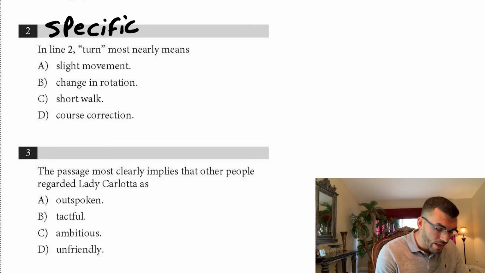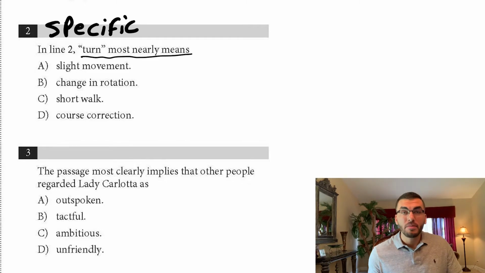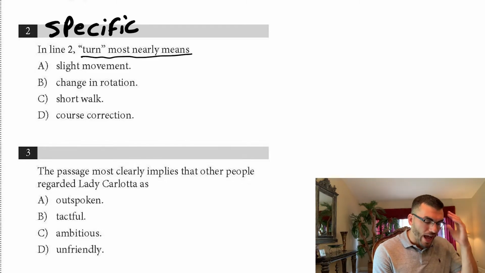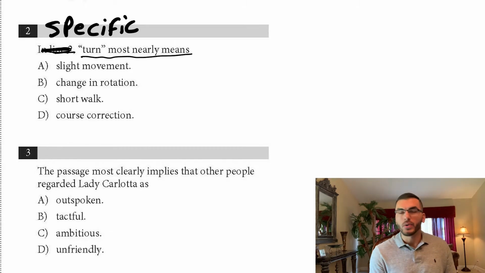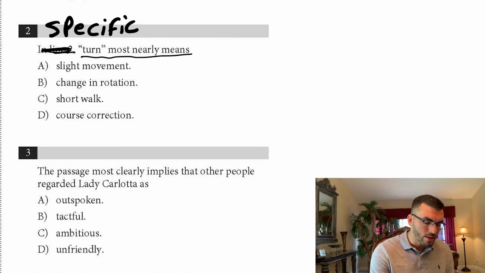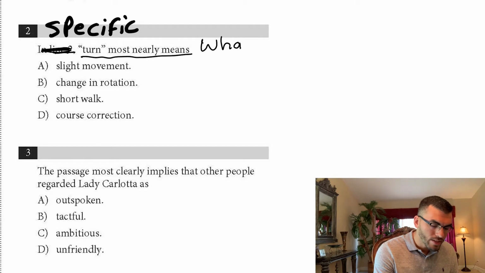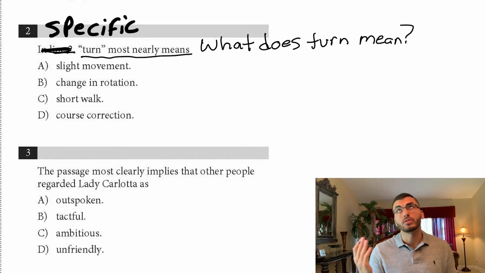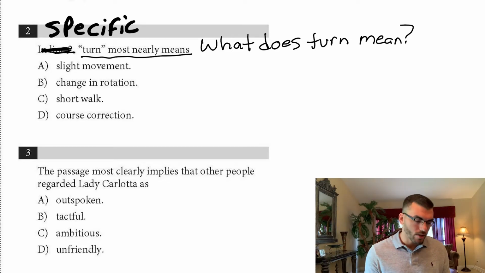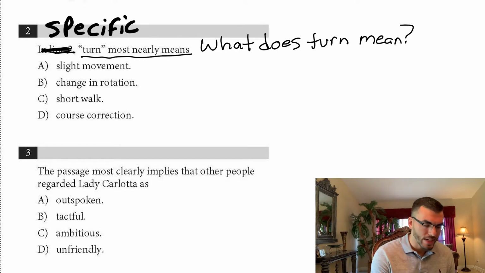What they're really asking is what turn most nearly means. That's the key part of the question. I can remember that I have to go to line 2. I don't need to say that in my head. I'll know to go back to line 2. Another way to say it, even easier, is: what does turn mean? That's so much easier in my head to say than "in line 2, turn most nearly means." What does turn mean? Okay, so we've rephrased the question. Now we can better understand the question.